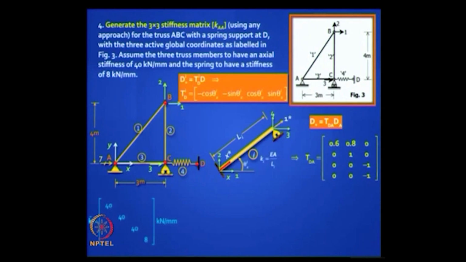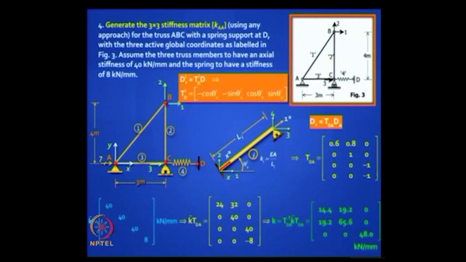Remember, everything is given to you. The actual stiffness is 40 kilonewton per meter, but some of you thought it is EA and you divided it by the span. I don't know why. So you've got this kilonewton per millimeter. You multiply it out, you get the final answer. Okay. Thank you.